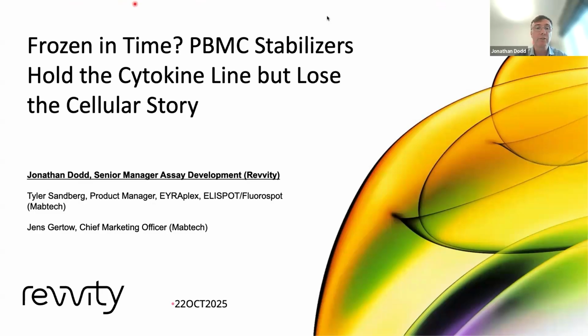Typically in vaccine trials. And one of the major findings that we've made over the years is that one of the major factors in determining the quality of your data in those studies and those trials is the quality of the cell sample.